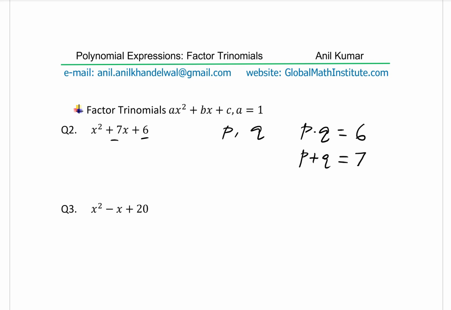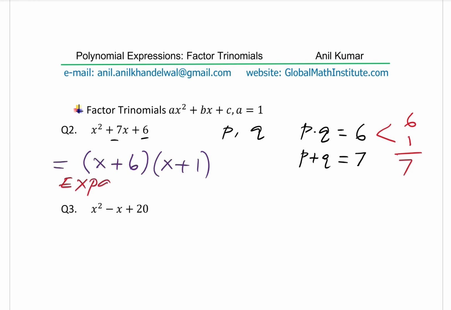So what combination could work for you? Well, 6 and 1 can work. When you add, you get 7. So 6 and 1 is the right combination. And so we can now write down the factored form, which is x plus 6 times x plus 1. And that is how we are going to factor it. As an exercise, what you can do is you can just verify. So I'll leave that for you as an exercise. So expand and verify the result. Is that clear?